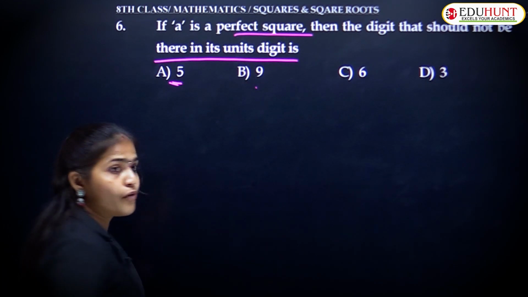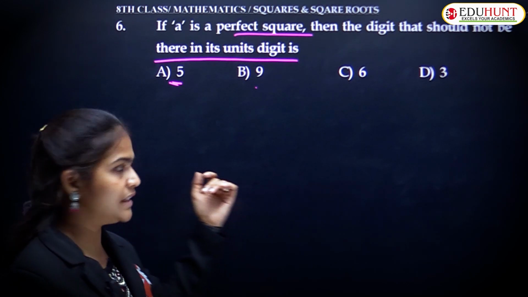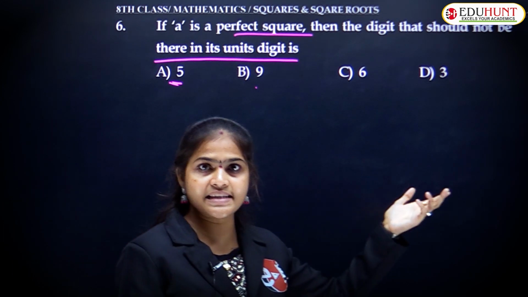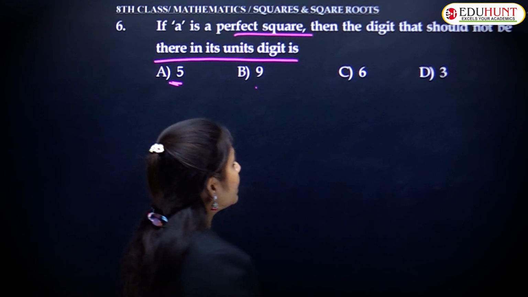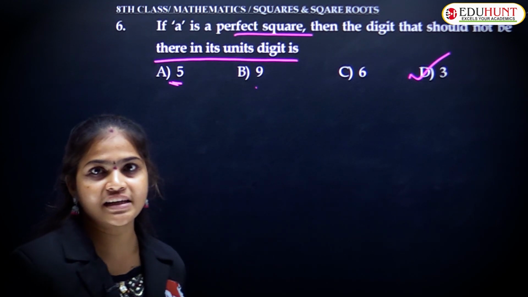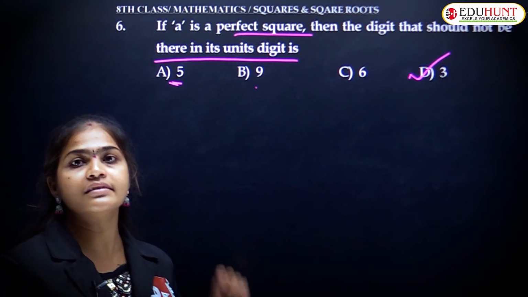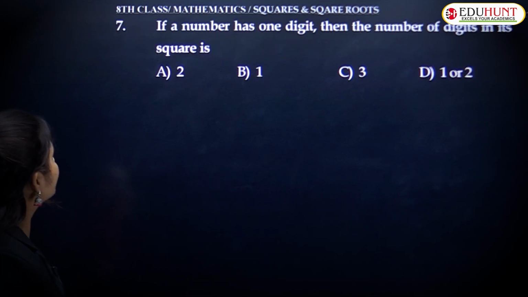Next, 9: 49 is a perfect square, so it ends with 9. Next, 6: 36 is a perfect square. So which option is wrong here? That is option D, 3. A perfect square never ends with 3. Okay, so let us see the next question, the 7th one.